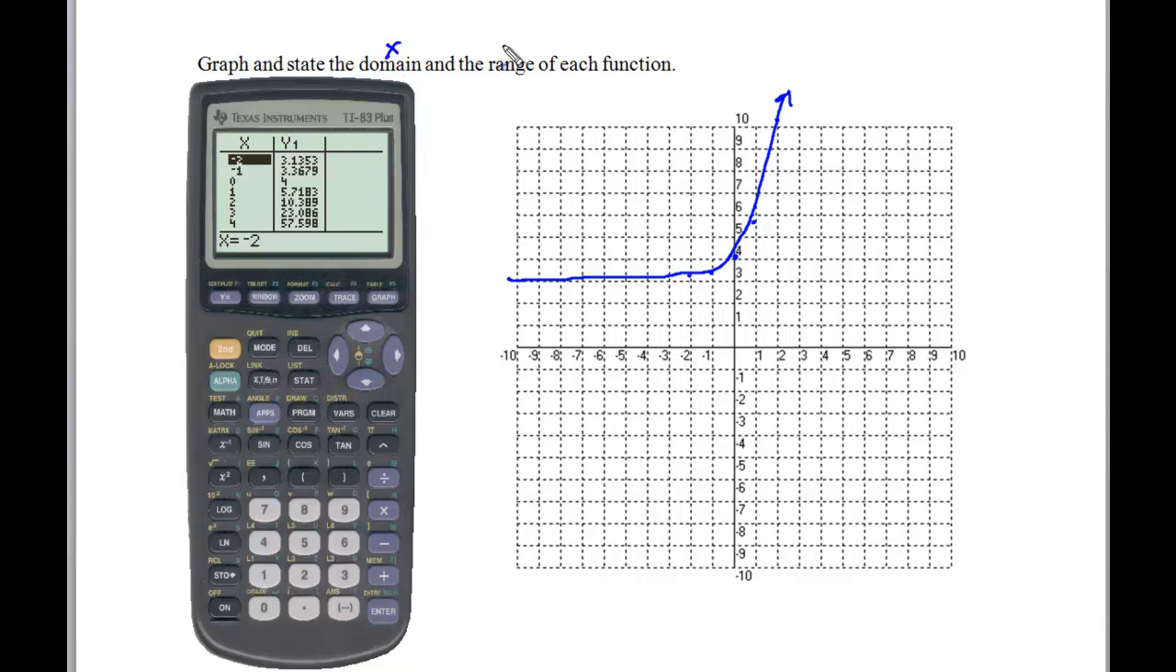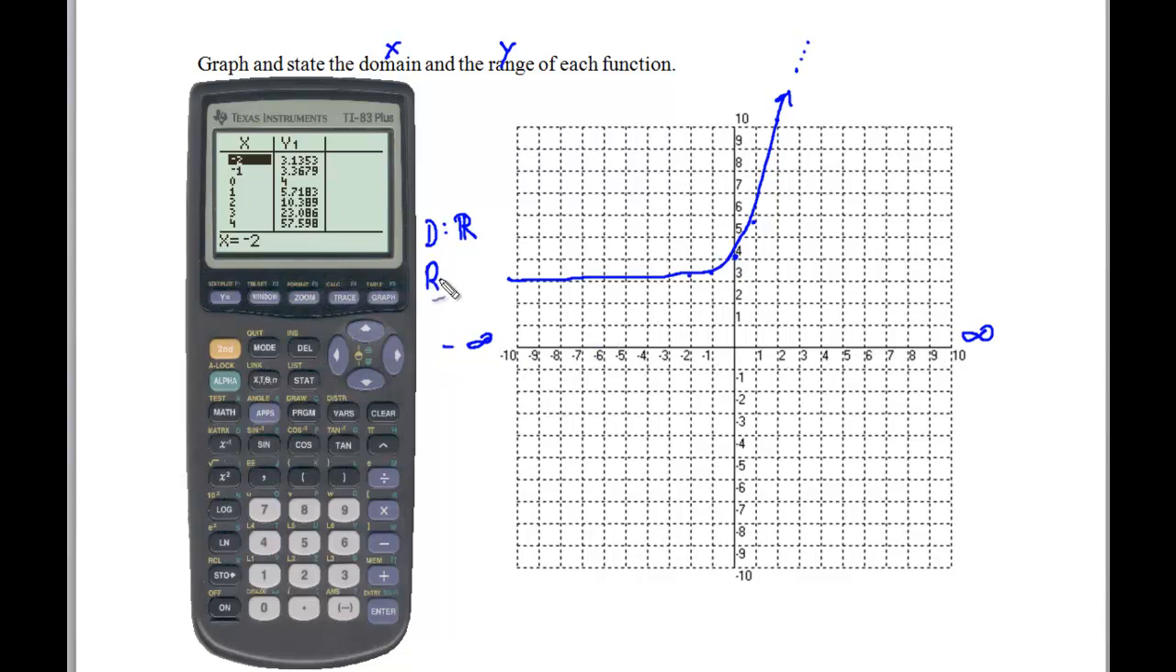Domain are the x values and range are the y values. So my domain of this graph is going to be all real numbers, because this graph is going to negative infinity and will also go to positive infinity along the x. So this graph will go to negative infinity and positive infinity.